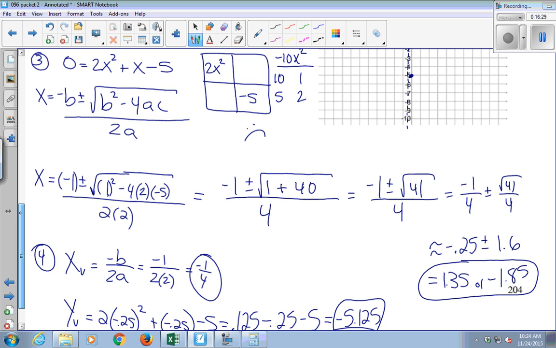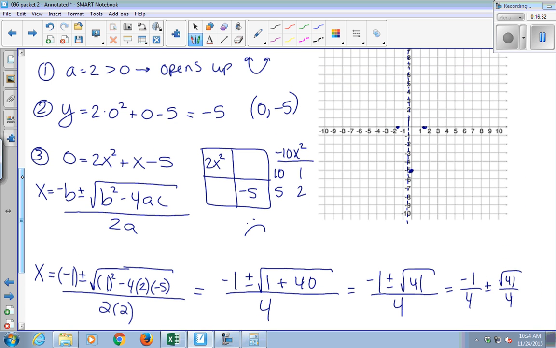So I'm just going to go up to my graph. Along my axis of symmetry is my vertex, and it's at negative 5.125, like right there. It's tough to be real accurate with the decimals, but you get the idea.